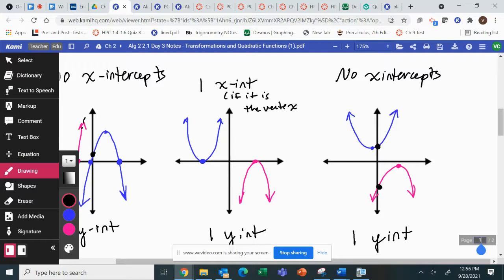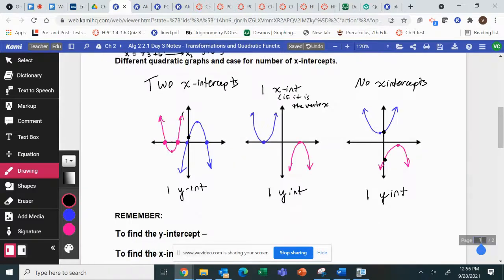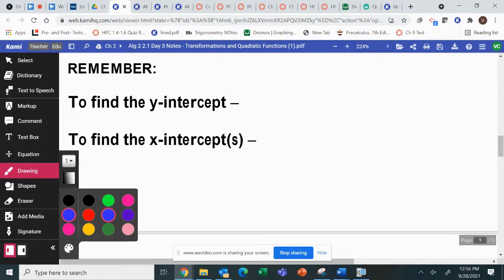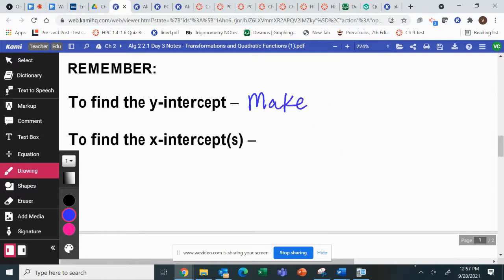So for all cases, these are all cases. There's no 3 intercepts for these. These are all the cases. There's always 1 y-intercept. There could be 2, 1, or none x-intercepts. And then how do we find the y-intercept? Remember, to find the y-intercept, we make x 0, and then we solve for y.